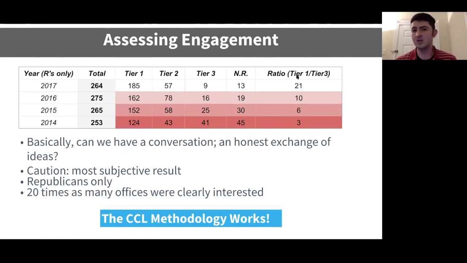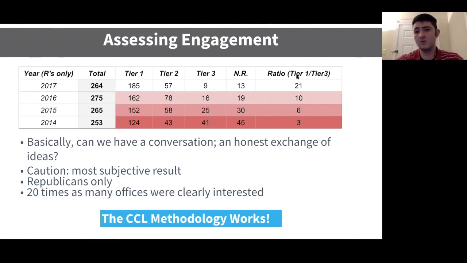It's not like they're itching to get us out of there. Tier 3, they're clearly hostile to us being there. They can't wait for us to get out of there. They're asking gotcha questions. So tier 3 is what we don't want. And so what you do is divide tier 1 by tier 3, and the larger the number, the more meetings we're having in tier 1 relative to tier 3.